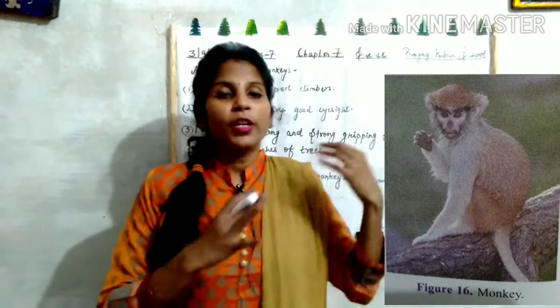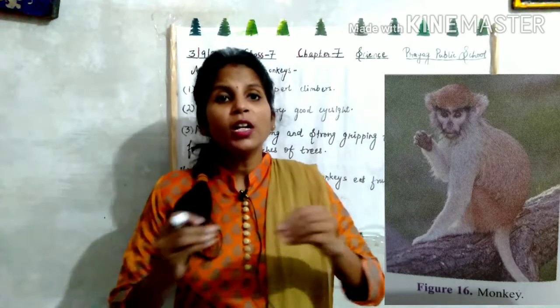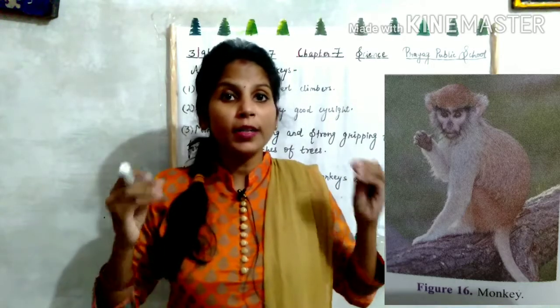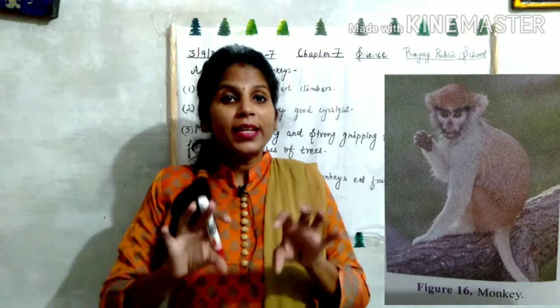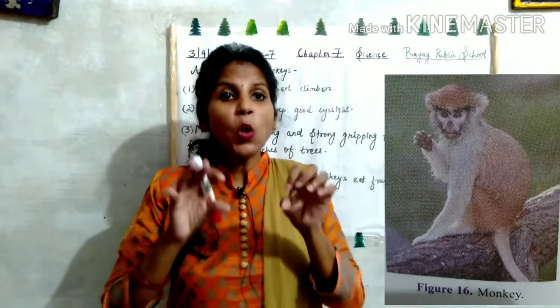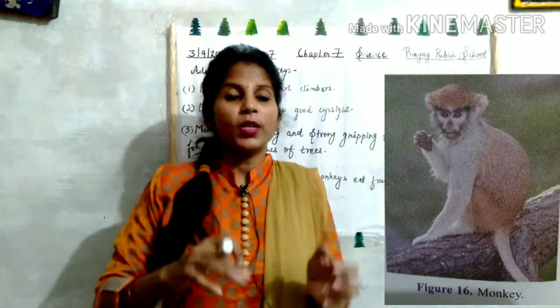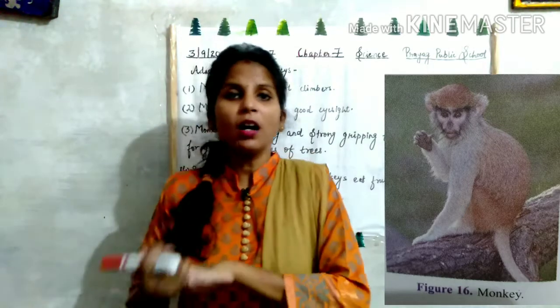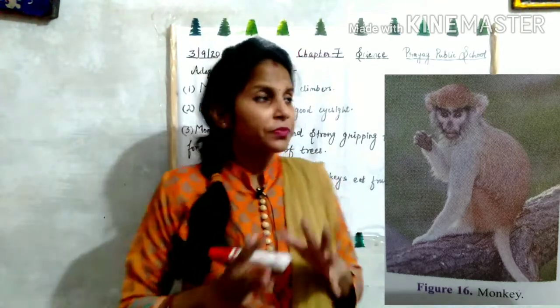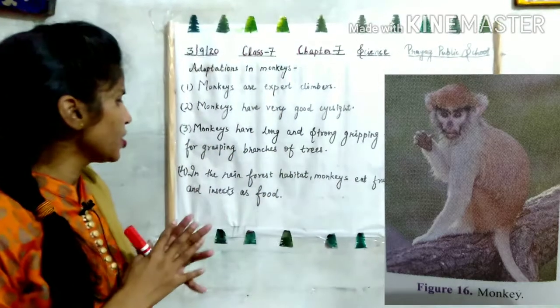Okay. Then third, monkeys have long and strong gripping tails which they use for grasping branches of trees. है ना, अगर आप फिगर में देखेंगे तो monkey is having a very long and strong tail through which it makes it grasp. Grasp means hold. Branches पे अपनी hold पकड़ बना के रखता है so that it should not fall on the ground. Okay. So these are some adaptations.